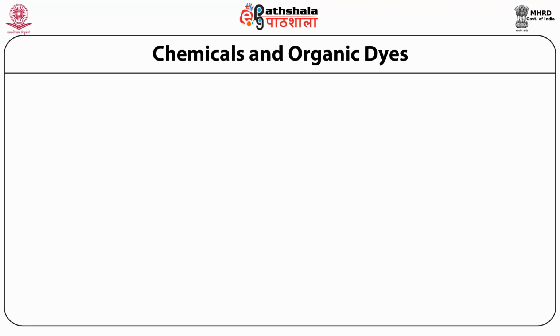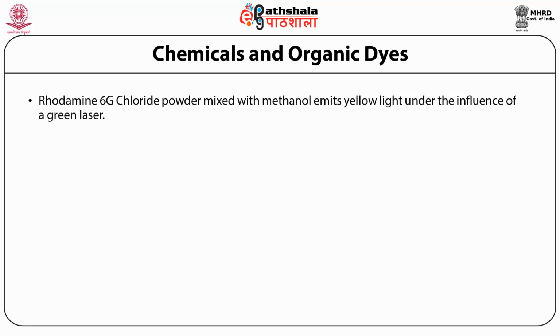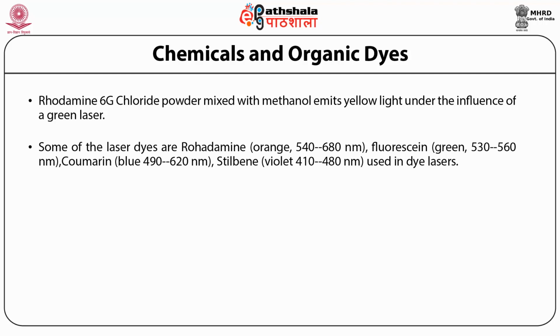Chemicals and organic dyes: Rhodamine 6G in chloride form mixed with methanol emits yellow light under the influence of a green laser. Green laser means we will be exciting this dye with an Nd:YAG laser, second harmonic, 532 nanometers. Some of the laser dyes are rhodamine, orange, 540 to 680 nanometer; fluorescein, green, 530 to 560 nanometer; coumarins, blue, 490 to 620 nanometer; stilbene, violet, 410 to 480 nanometer. These are the dyes commonly used in dye lasers.